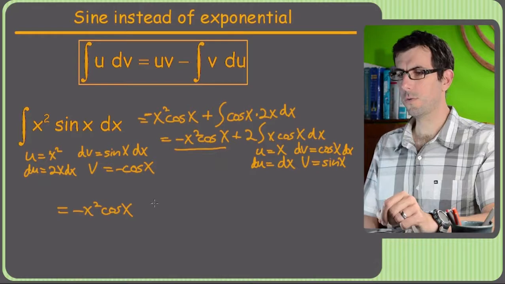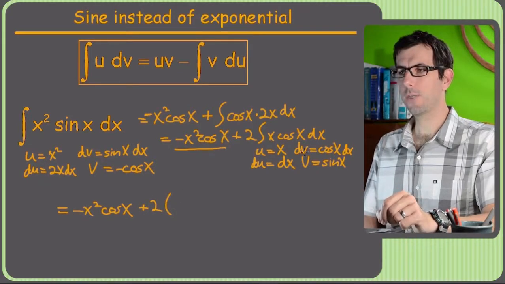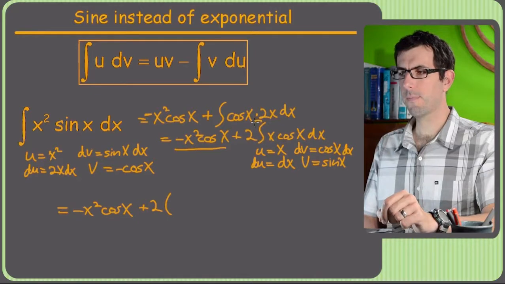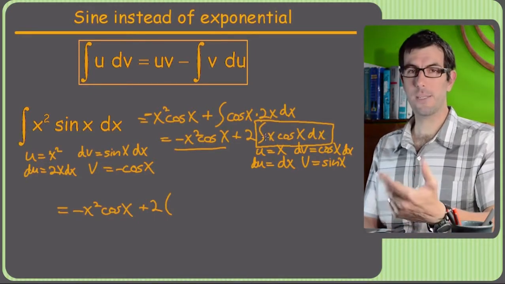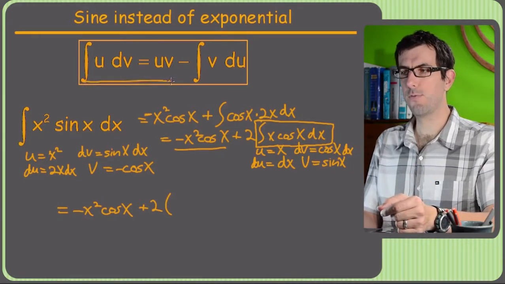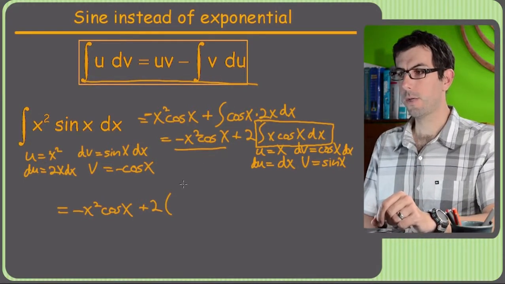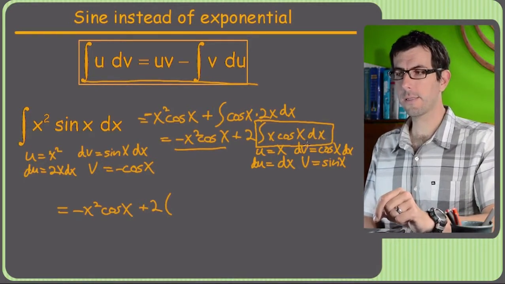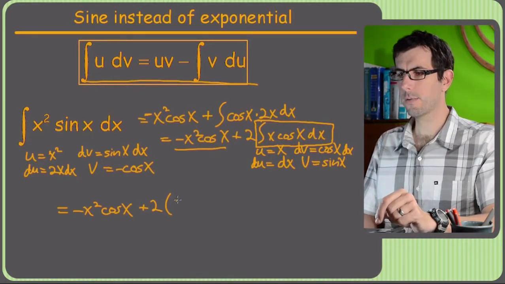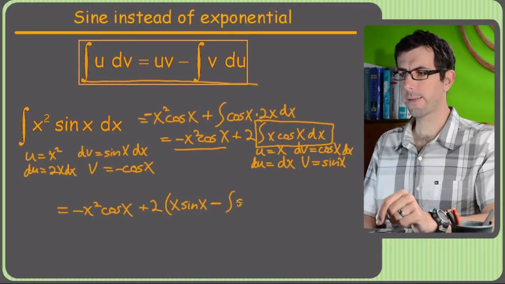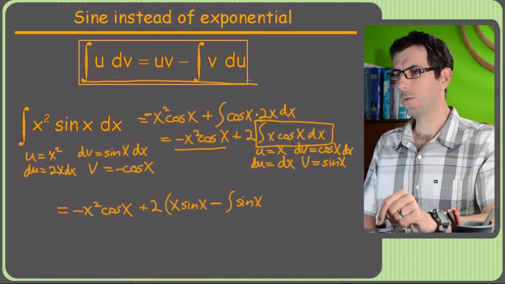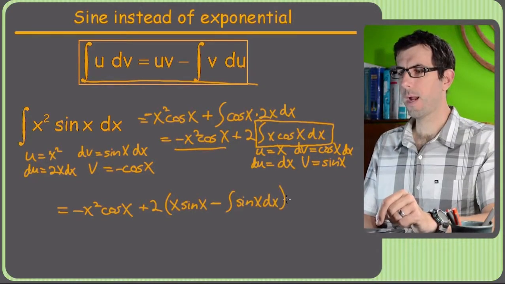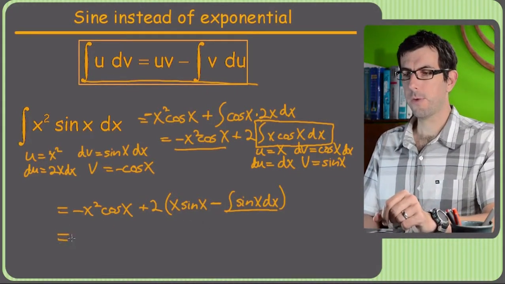Alright, then we've got a plus 2 times, and now I'm going to do the integration by parts formula, because basically this right here is the integral I can't do without integration by parts. That's what's going to get replaced by all this uv minus integral of v du stuff. So I'm replacing the integral of x cosine x dx with uv. So u times v is x sine x, minus the integral of v, which is sine x, times du, which in this case is just dx. Alright, so finally I've got something I can integrate simply. The integral of sine is just negative cosine, right? So we don't need integration by parts for that.